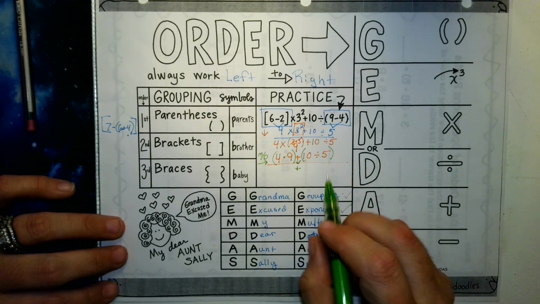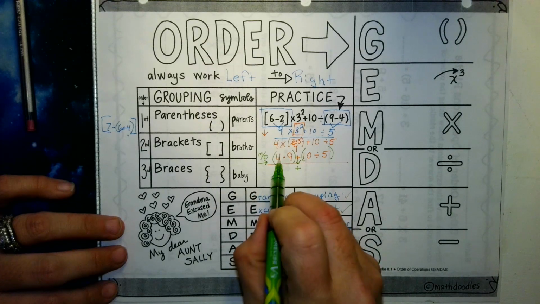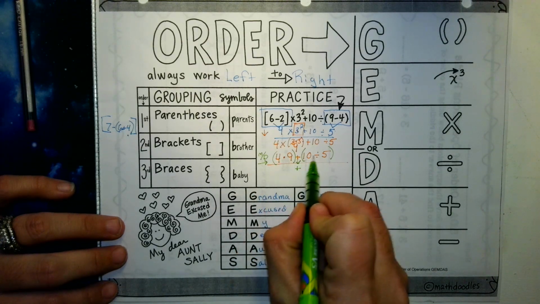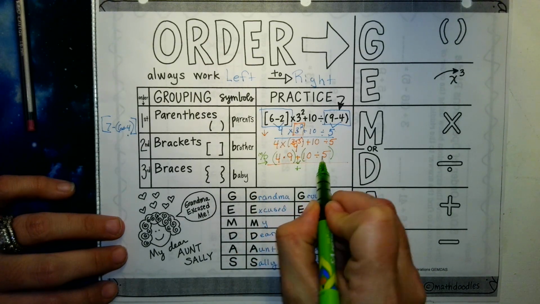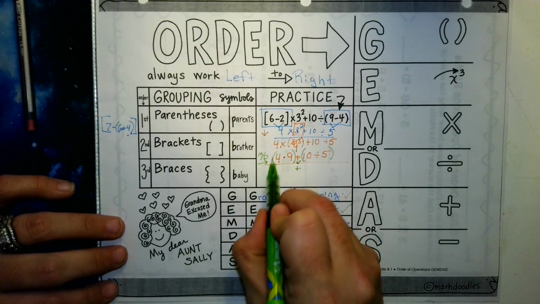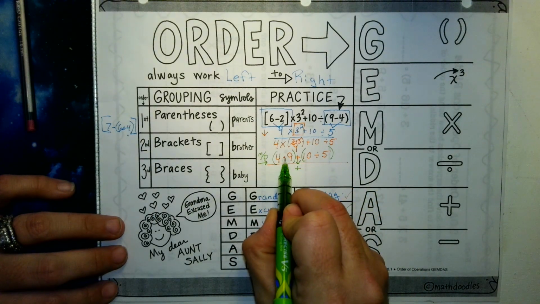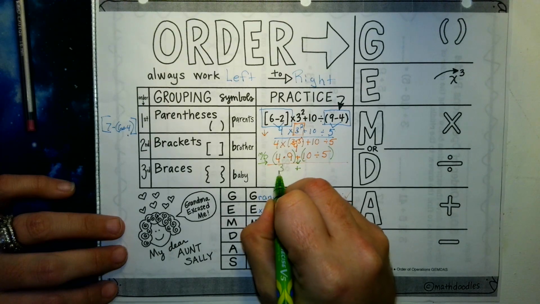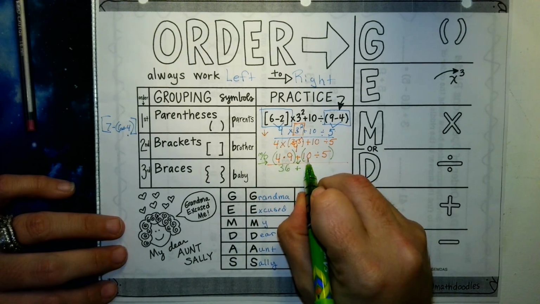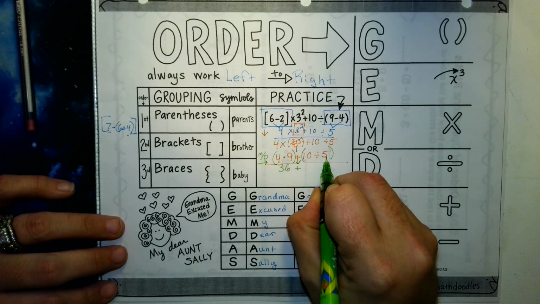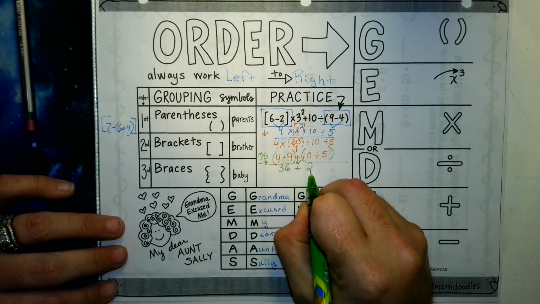So now we're going to work from left to right. In this case, multiplication does come first and division comes second, but these could be flip-flopped and we would still do the first group first and we'd work our way that way. So first we're going to do 4 times 9, which is going to be 36. And then we're going to do 10 divided by 5, which is going to give us a 2.